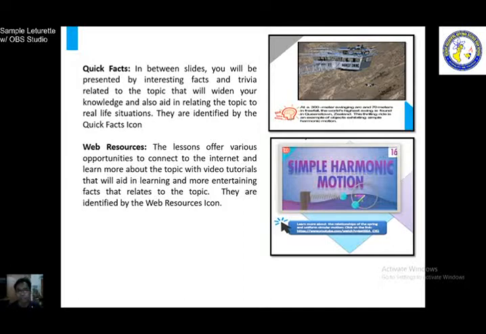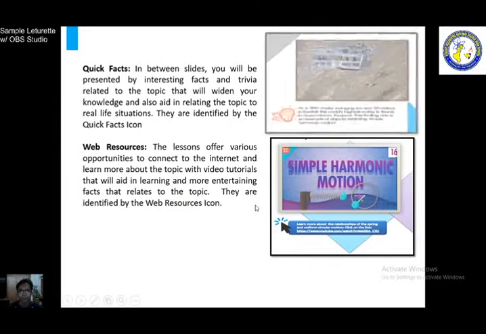And of course you have web resources for additional learning opportunities. So you can simply click this link and it will lead you to the YouTube video that is being presented in the module. So they are identified by the web resources icon. So the web resources icon is simply this arrow key.